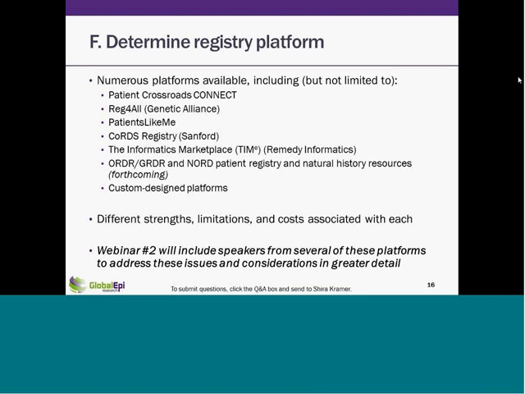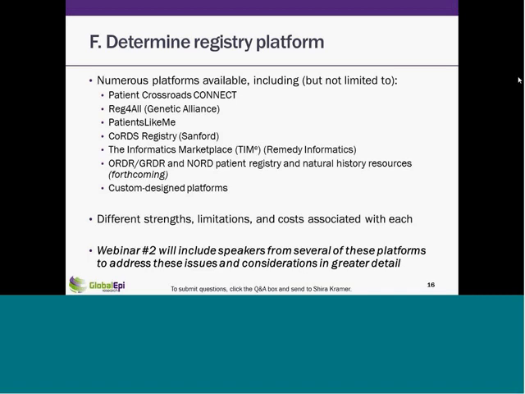So this is not to say that you cannot begin a registry until you've secured long-term funding, but in my experience, registries that have considered these issues early on have a greater likelihood of securing funding, meeting the longer-term goals of the registry, and bringing the maximum benefit to their patient community.